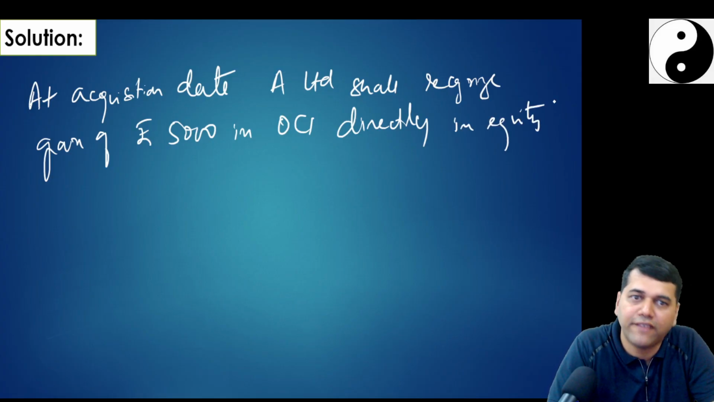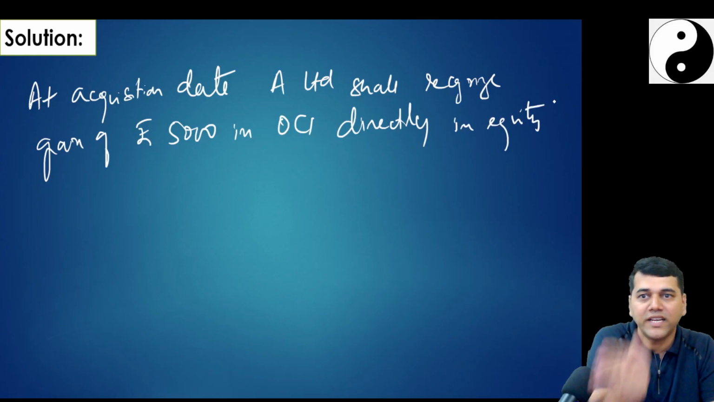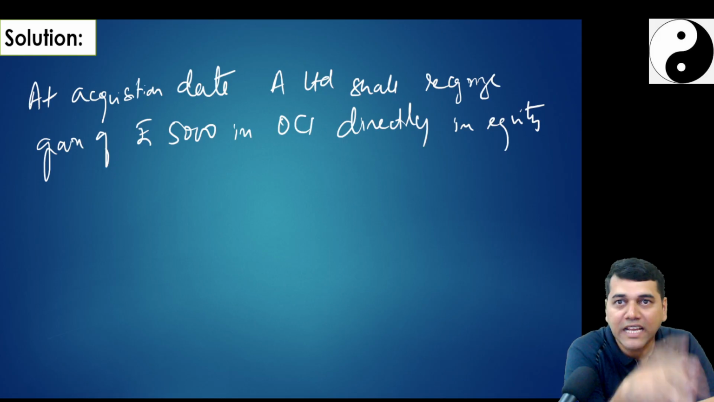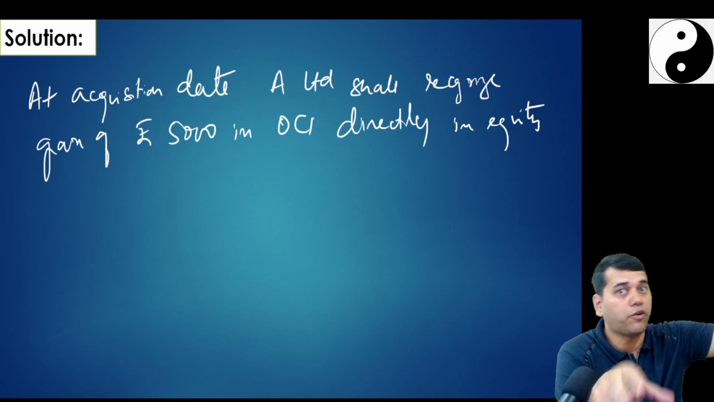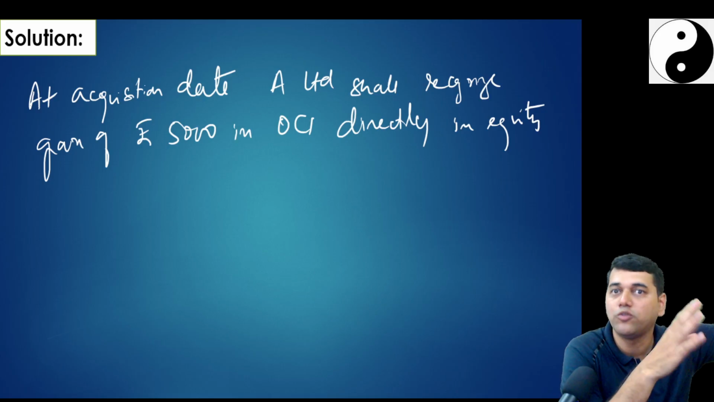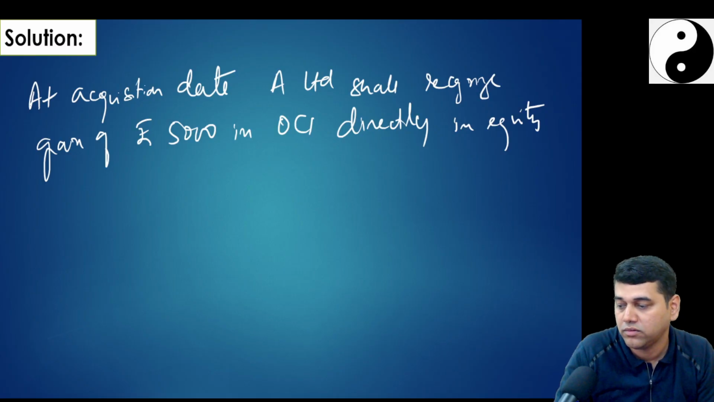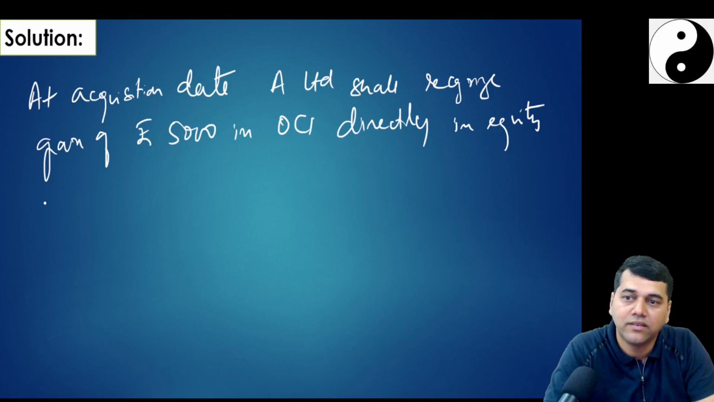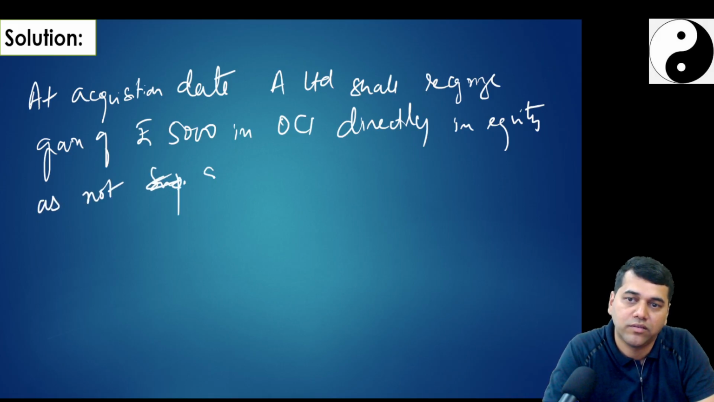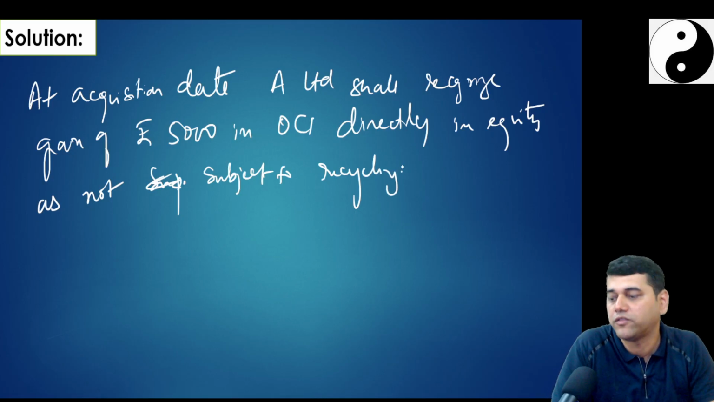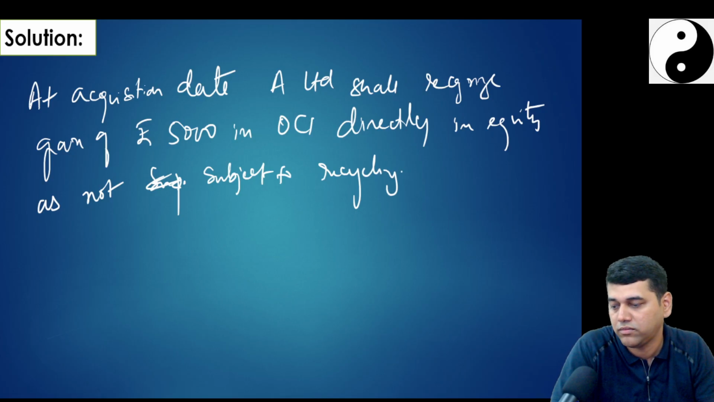Have you understood the language here? What I am trying to tell, on the date of acquisition, since you are going to de-recognize the investment, one profit is already sitting there, 5,000 rupees in OCI. You transfer directly to equity, don't transfer to P&L account, as it is not subject to recycling. Because it's not a subject matter of recycling. If it was a debenture, you would have transferred to the P&L account.